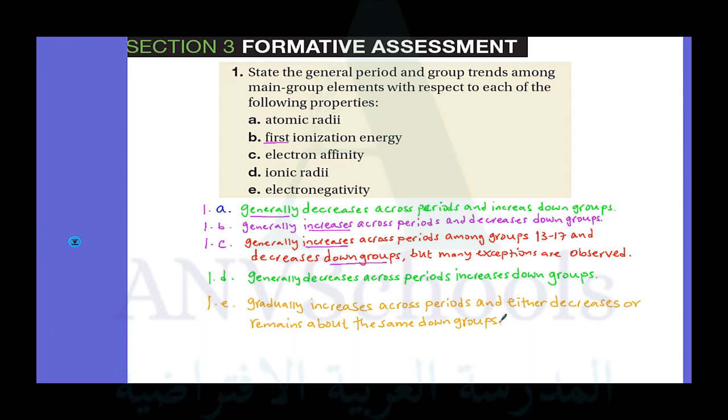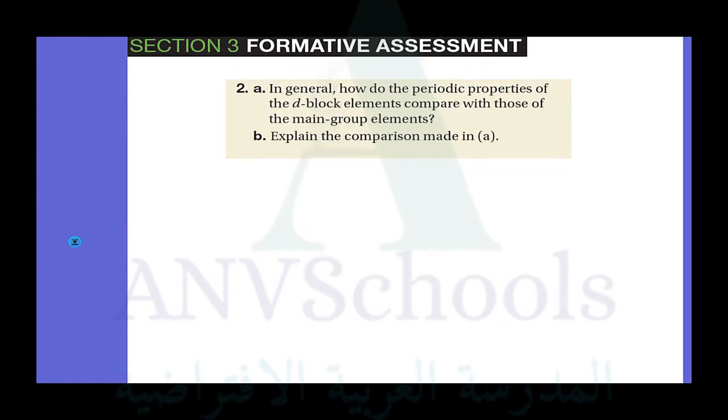So this is the first question about the periodic trends in atomic radius, first ionization energy, electron affinity, anionic radius, and electronegativity. We'll see in the next question what first ionization, second ionization, and third ionization are. Let's go to the next question.